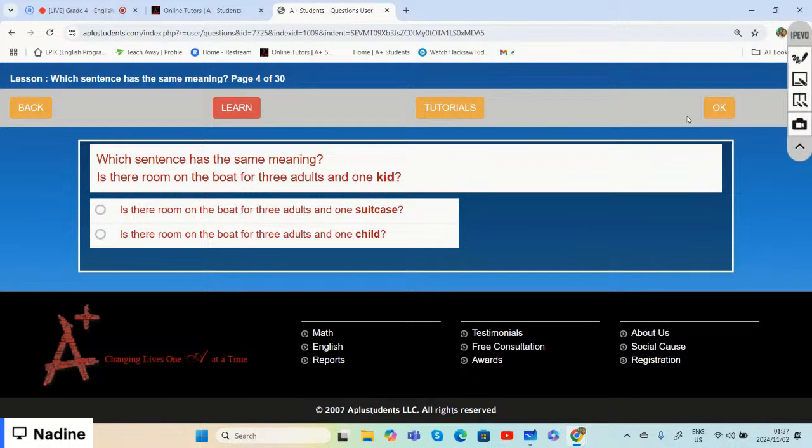So, is there room on the boat for three adults and one kid? A word that's almost the same as kid. Is it option one, suitcase, or option two, child? Which one is correct?